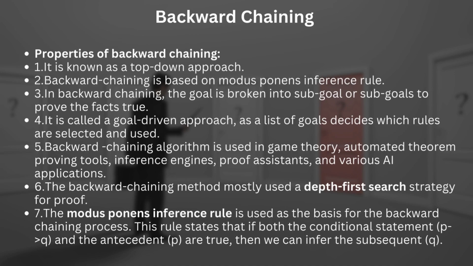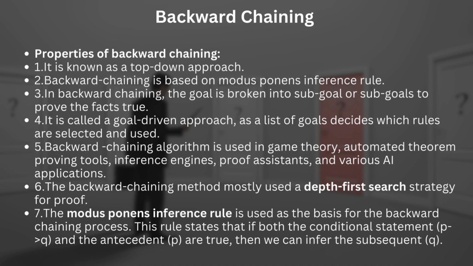Another property is that it is called a goal driven approach, as a list of goals decides which rules are selected and used. Just like you are driven to finish solving the puzzle, backward chaining is driven by a list of smaller goals.